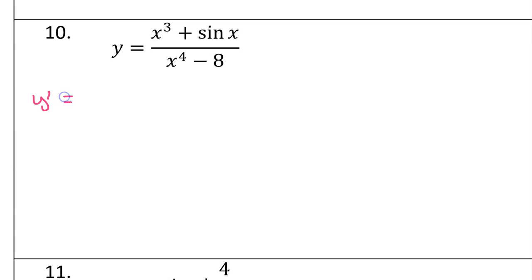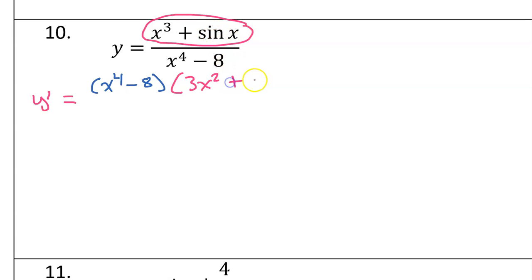Y prime equals low d high. So when I say low, I'm talking about the bottom part of this fraction. So low is simply x to the 4th power minus 8. And then d high. So we have to do the derivative of the top part of the function right now. So the derivative of x to the 3rd power is 3x squared. The derivative of sine is cosine. So that is low d high.